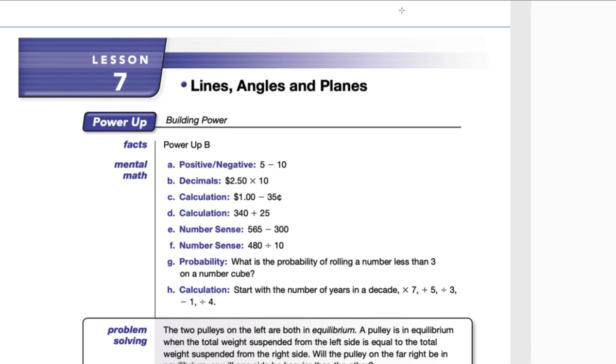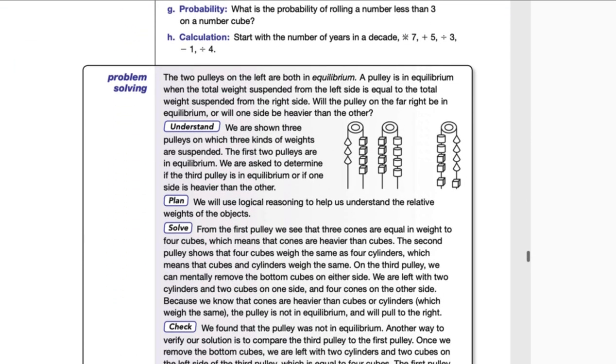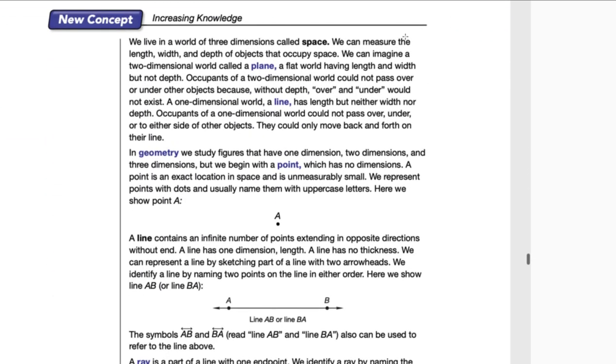This is lesson 7, and we're going to read through this material together. We're going to be talking about lines, angles, and planes. So if we scroll down a bit, the new concept has a lot of vocabulary words, and so we want to really be mindful about them. And I'm going to give you kind of a light conceptual understanding of what some of this is.